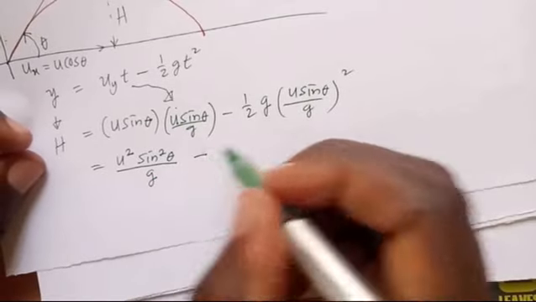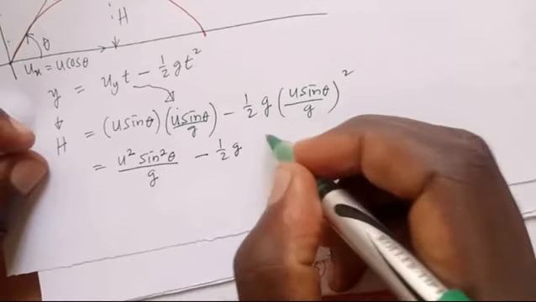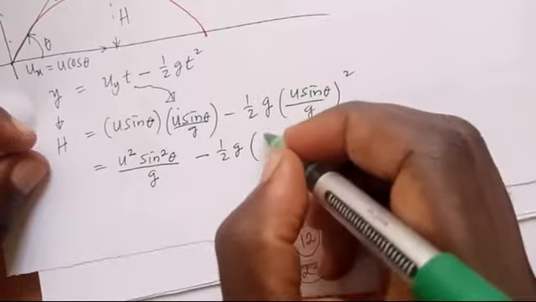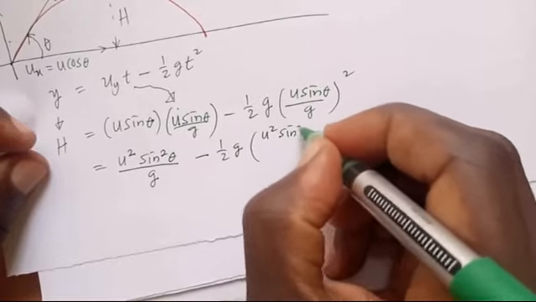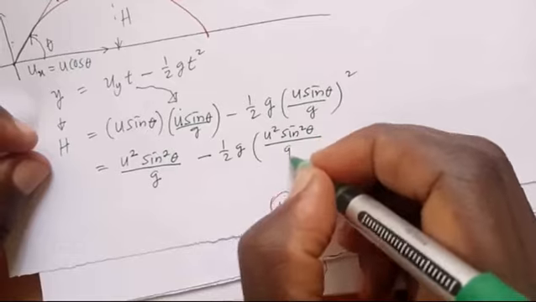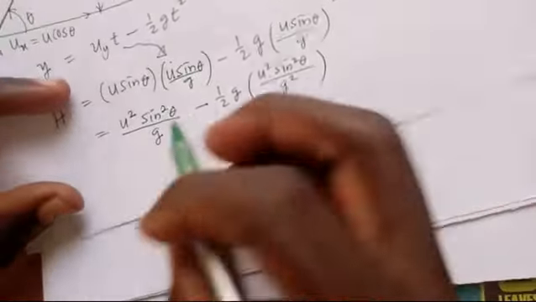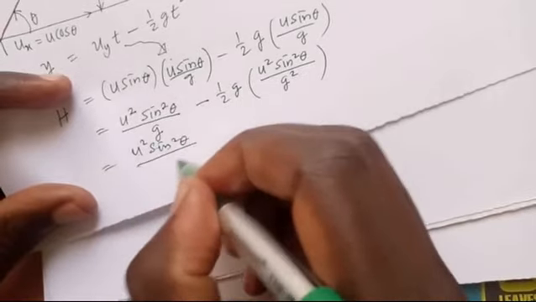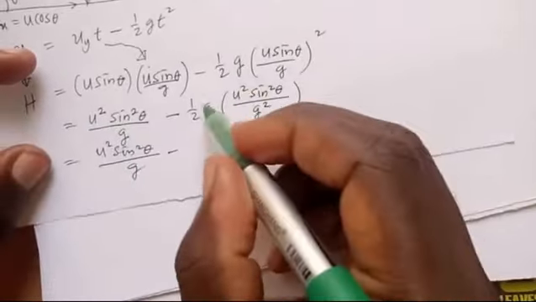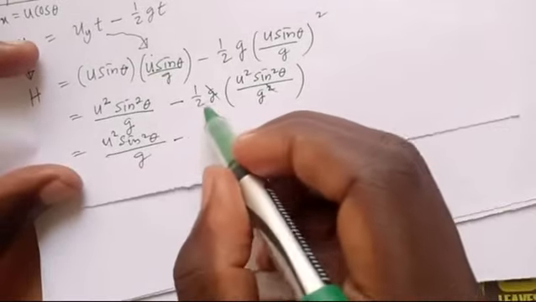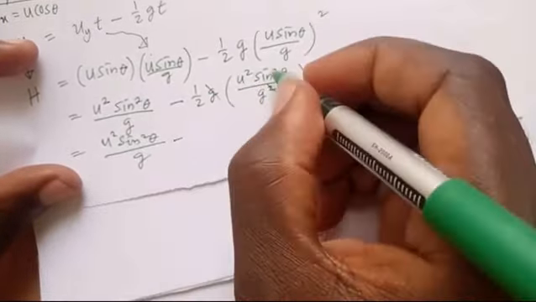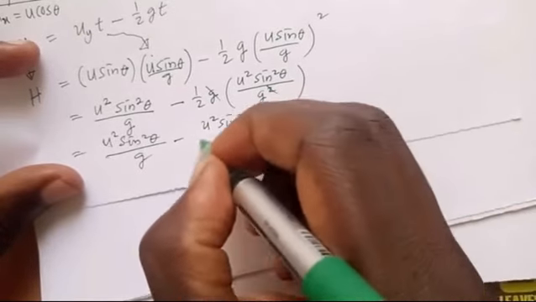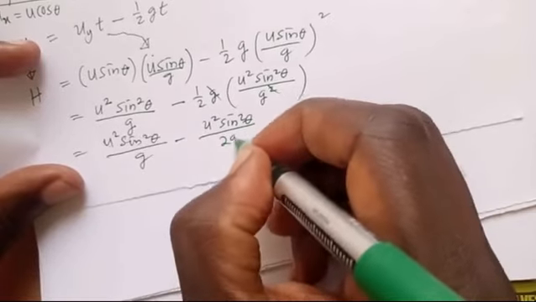Then minus half g. This square should extend to everything here, so I will have u squared and then sine squared theta divided by g also squared. Moving on, this is equal to u squared sine squared theta over g minus, then g will cancel one of the g here, and then I have 2 times g, which is 2g, so the numerator will be u squared sine squared theta divided by 2g.